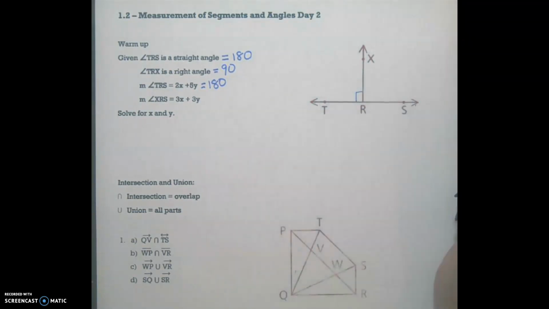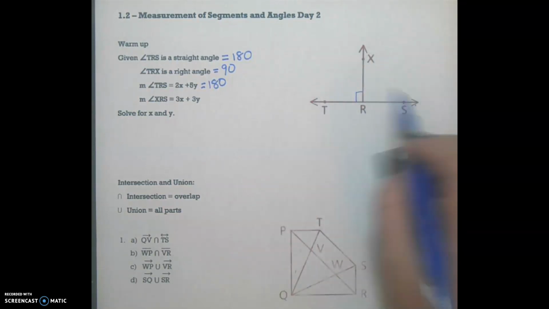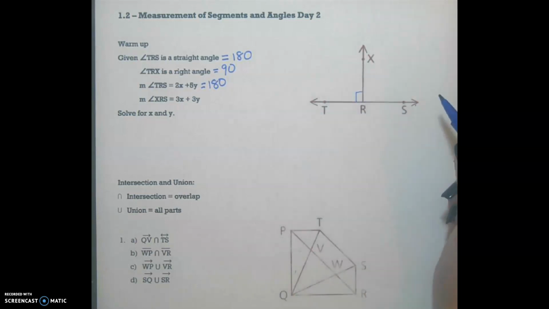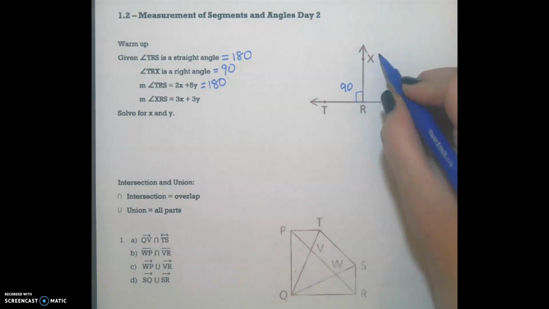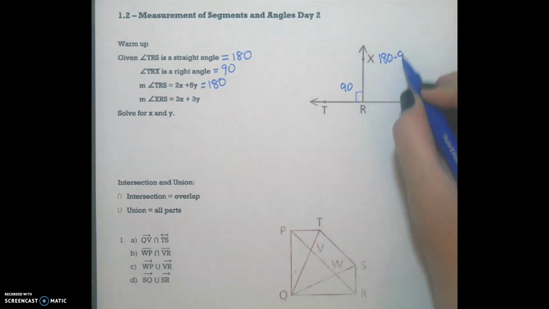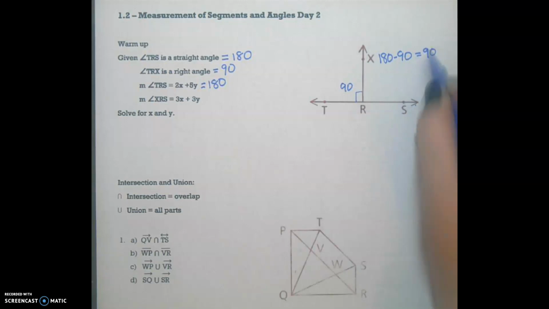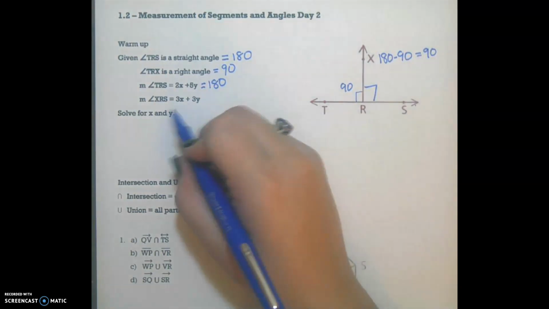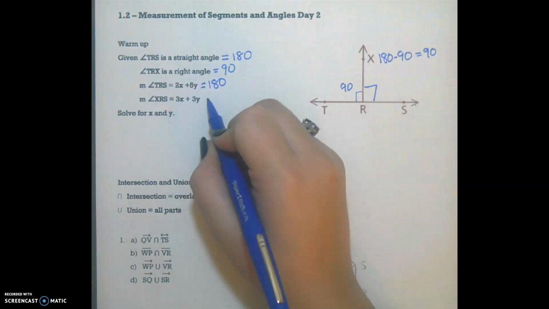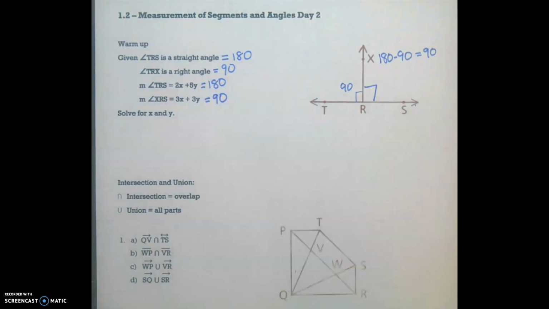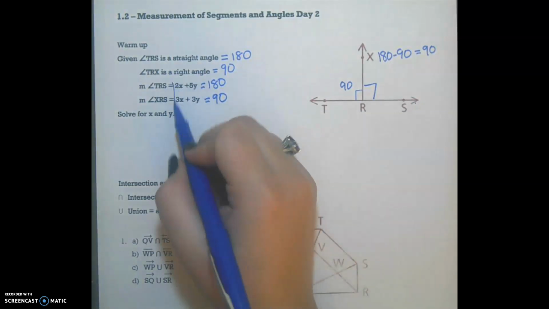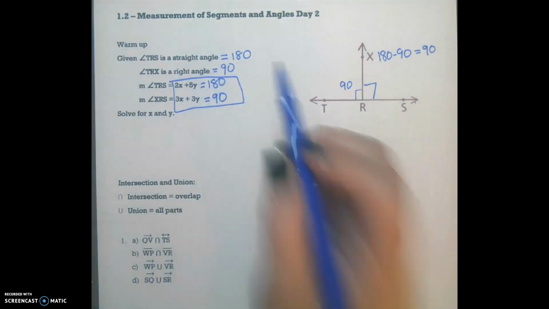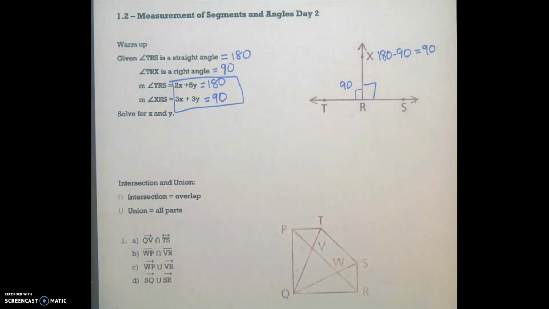So TRS is equal to TRX plus XRS. And I know that TRX is a right angle, or 90 degrees, so I can solve for XRS by subtracting 90 from 180, and I get that that is also a right angle. So XRS, which is 3x plus 3y, is equal to 90 degrees. So I now have a system of equations, and I'm going to choose to solve this system by elimination.